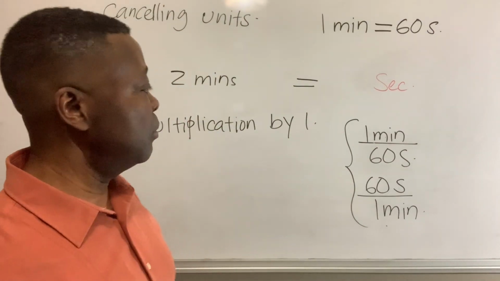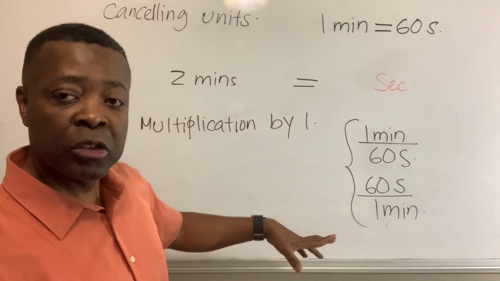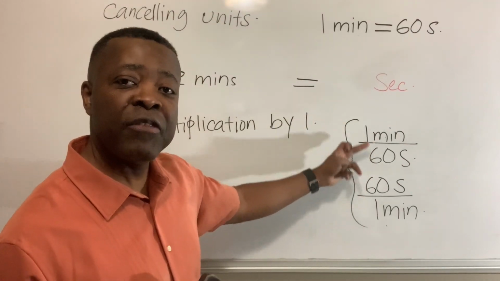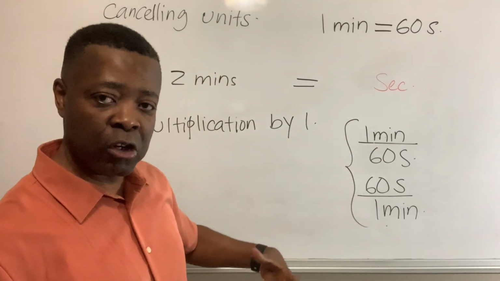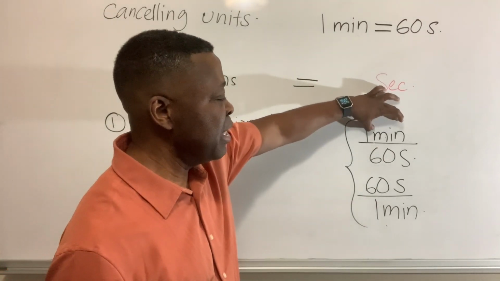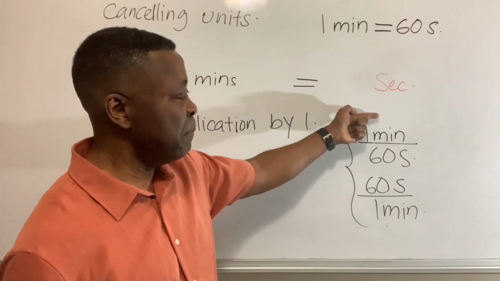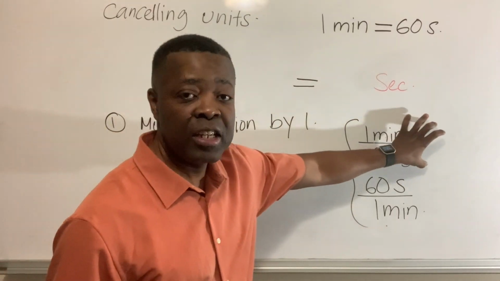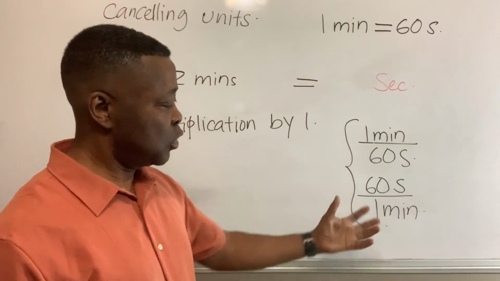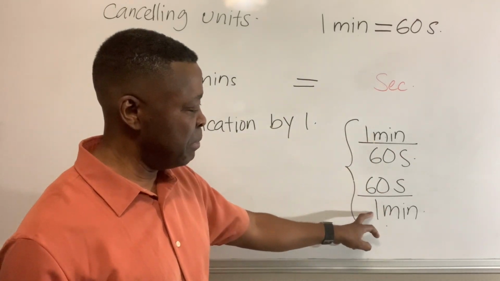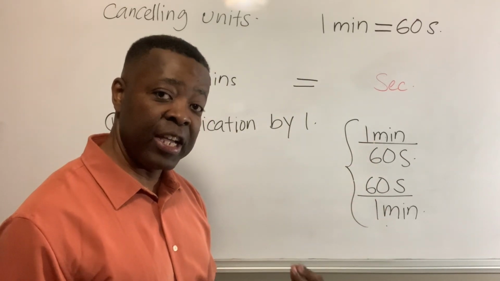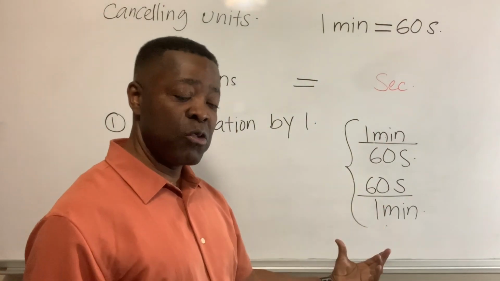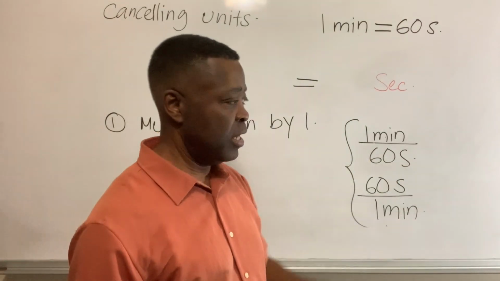For this simple problem, remember the multiplication by 1. 1 minute and 60 seconds, they are equivalent. So if I have a fraction or a ratio where 1 minute is on top and 60 seconds is at the bottom, because the two are equivalent, this fraction is equal to 1. So is this one, because 60 seconds and 1 minute have the same value. They are equivalent. So the numerator and the denominator are equal. This fraction is equal to 1.